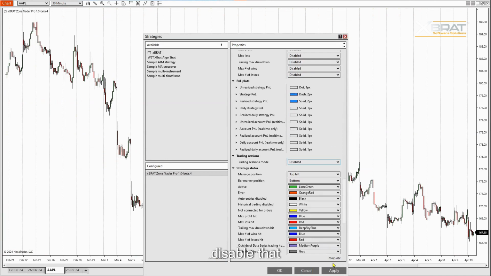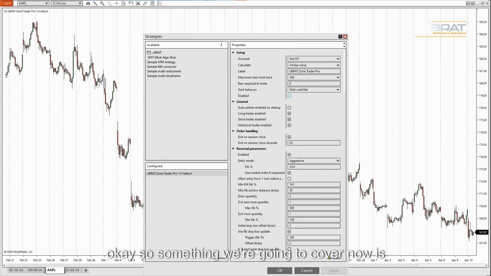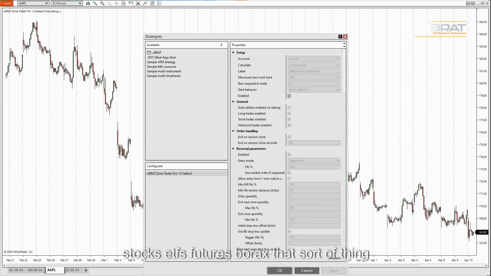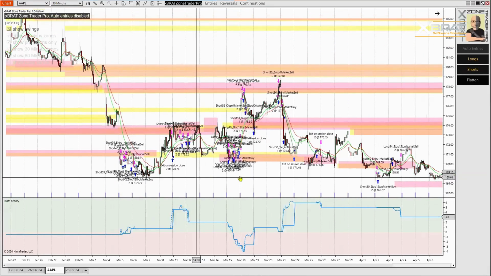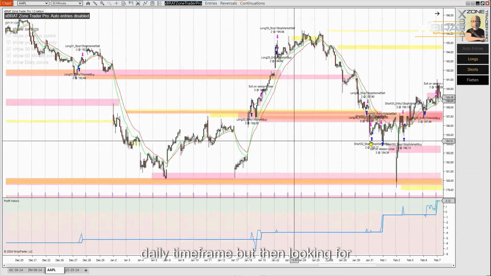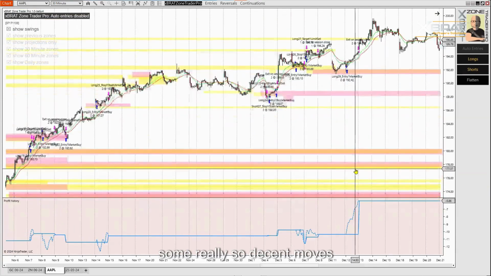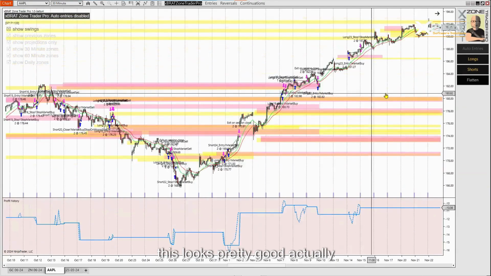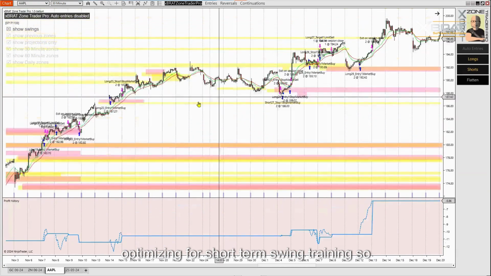Let's disable that. So something we're going to cover now is the next beta testing, which is short-term swings on stocks, ETFs, futures, Forex, that sort of thing. And what we'll be looking for is adding that daily time frame, but then looking for some really decent moves. This looks pretty good, actually. And optimizing for short-term swing trading.